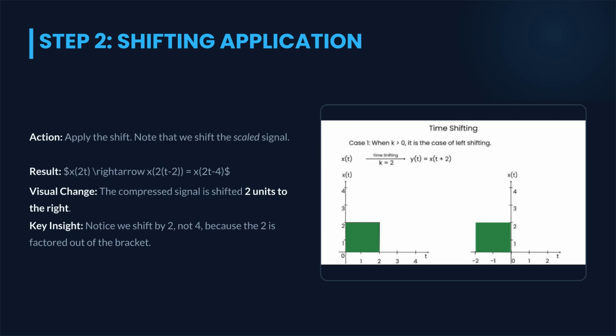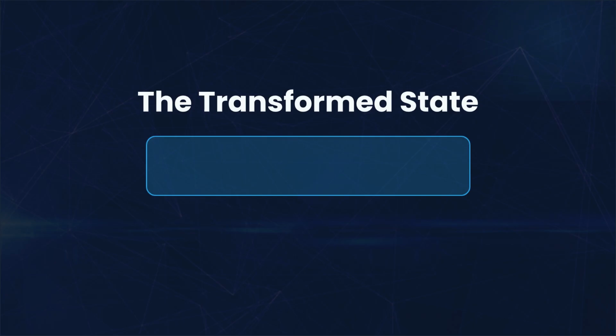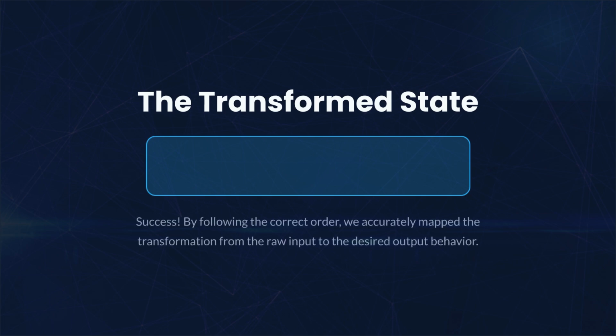Step 2 is shifting. We apply the shift to the scaled signal. We factor out the 2 in the expression x(2t-4) to get x(2(t-2)). The compressed signal is shifted 2 units to the right, not 4. By following the correct order, we successfully mapped the transformation. The final signal is both faster, due to the scaling, and delayed, due to the shift. The transformed state is accurate and correctly positioned.